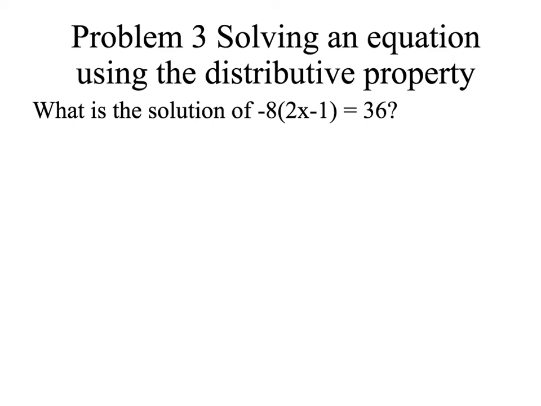So you want to make sure what's the solution of -8 and then in parentheses 2x minus 1 equals 36. You don't have to do the distributive property first. There's going to be a problem later on where I'll show you a different way, but for now, let's go ahead and do the distributive property.